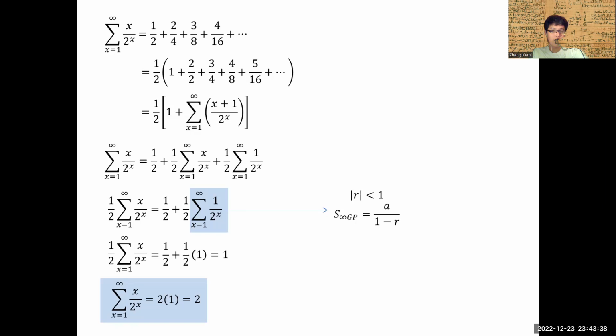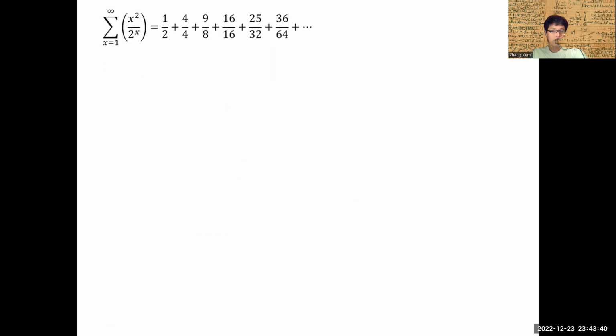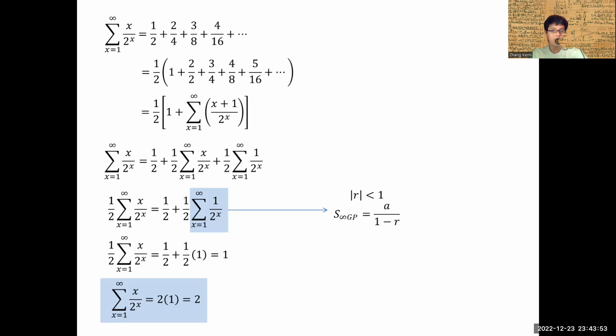Remember, earlier we were asked to find the sum of x squared over 2 to the power of x from x equals 1 to infinity. So now let's tackle that, but keep in mind what I've derived earlier, this result for this convergent series.